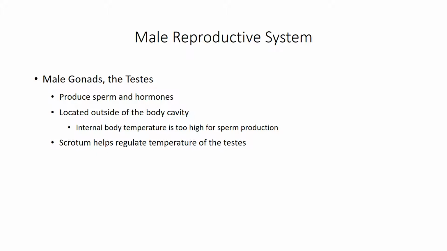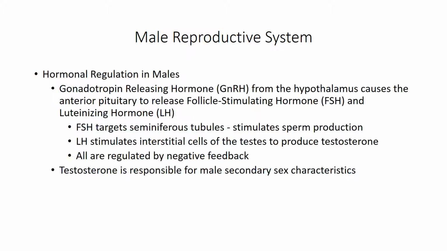The male reproductive system, the testes produce sperm, and they also produce hormones, things like testosterone. They are located outside the body cavity because the inside of the body is too high a temperature for sperm production. It would actually kill them if the testes were located inside the body. And then the scrotum actually helps regulate the temperature of the testes so they don't get too overheated.